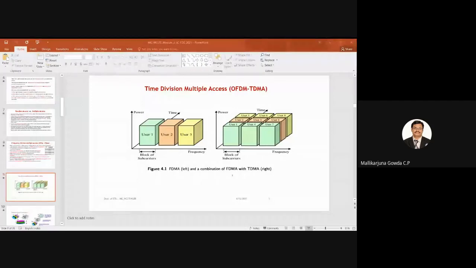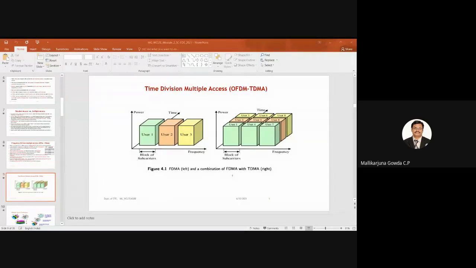Okay, so the x-axis is frequency. I think it is a 3D diagram, right? So frequency, time, and power, three things are written here. What is done in OFDM FDMA? In this diagram, we have a block of subcarriers which are assigned to one particular user. So n number of users will be there, and they are divided in frequency. We are going to allocate some block of subcarriers to each user. That is what is done in OFDM FDMA.